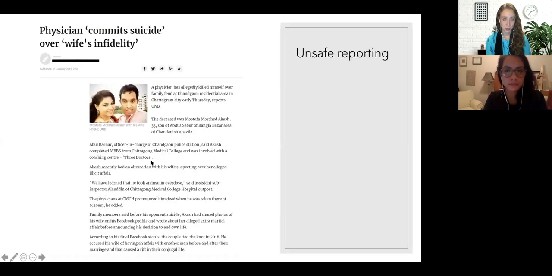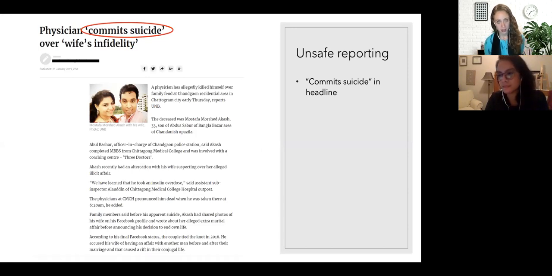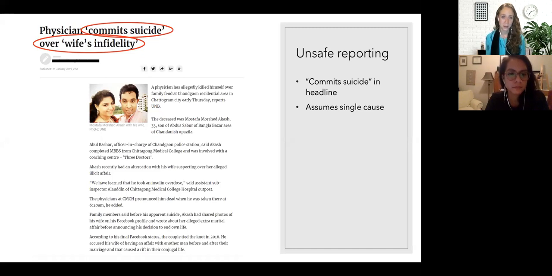So our first example is an article with the headline, "Physician commits suicide over wife's infidelity." Some things here that we want to think about in terms of unsafe reporting. Already, we have "commit suicide" in the headline, which we talked about. That increases the prominence, the attention, how that's highlighted, that's a problem. Mentioning wife's infidelity, again, this assumes a single cause, where we know we had that long list of risk factors. There are many things that can interact at a given moment in a person's life that can lead them to the point of thinking about suicide. So summarizing it in a headline is again not the best choice here.